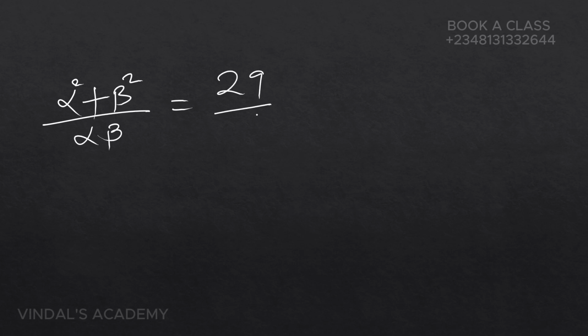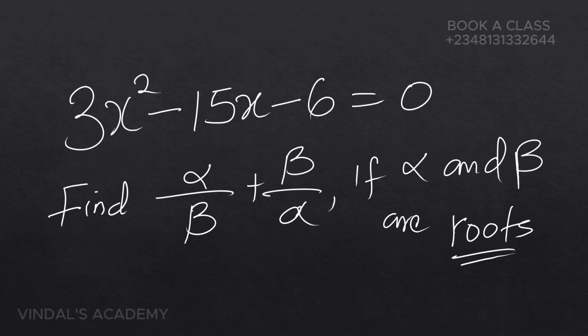Therefore, alpha squared plus beta squared divided by alpha beta is going to be equal to 29 all over minus 2. So that is the answer for our question here.